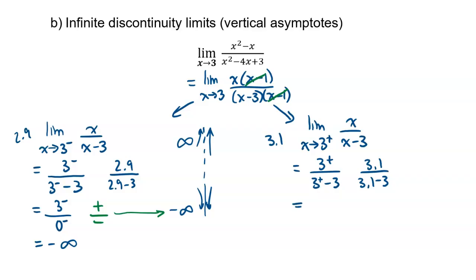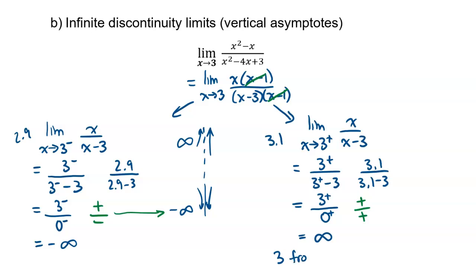Again, you could think of it being like 3.1. What's the sign on the top? What's the sign on the bottom? So the 3 plus is still on the top. On the bottom is a 0 plus. It's a number a little bit bigger than 0. So we have a positive over a positive. If that's the case, then we have a positive infinity limit.